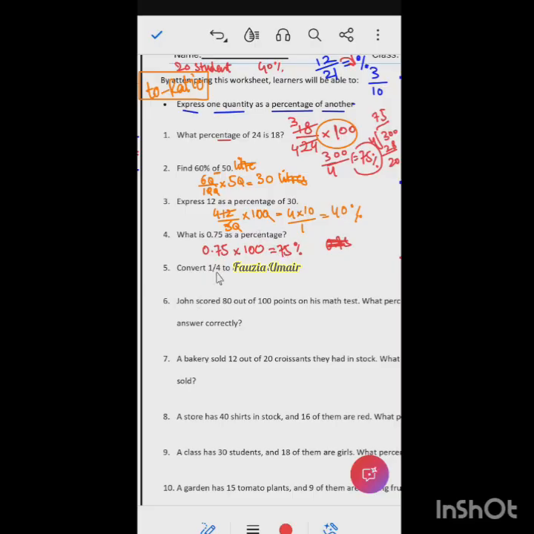So now 1 by 4 to percentage. How to convert it into a percentage? Multiply by 100. Right? Right or not? Yes, ma'am. And what is 100 divided by 4?